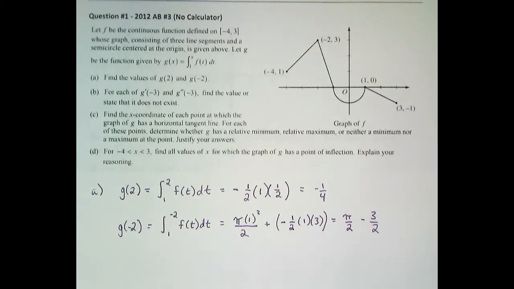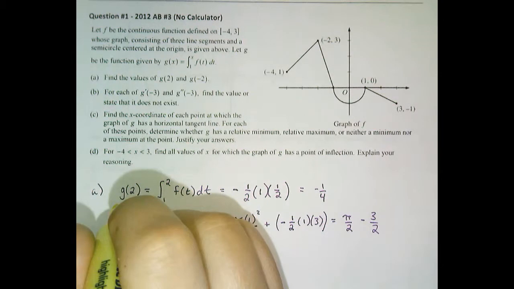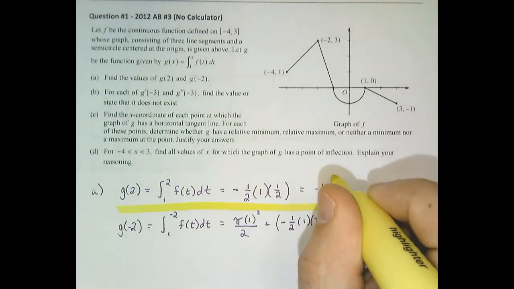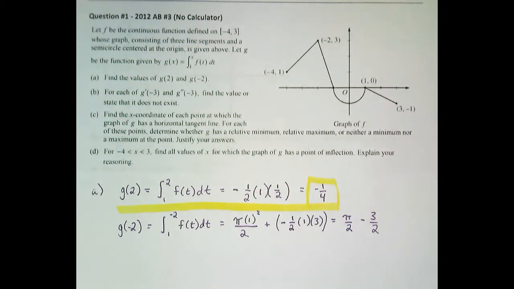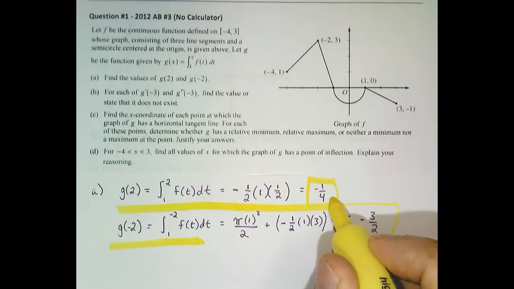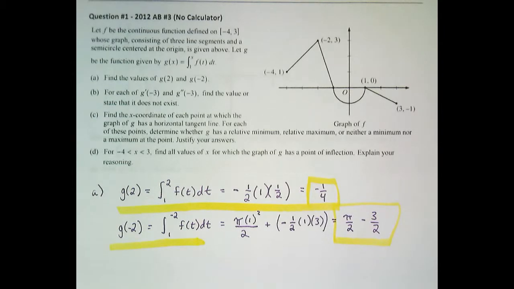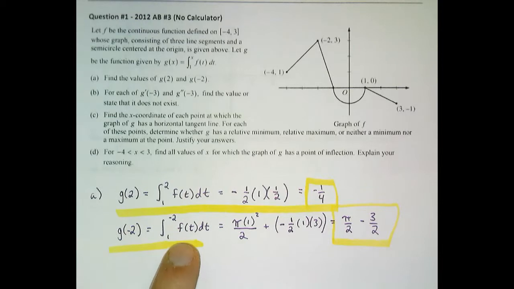For the free response scoring on this one, you get 1 point if you show the work that leads to the answer for g of 2. The second point you get if you show the work that leads to the answer for g of negative 2. So make sure you're showing how these numbers are coming about. Generally, writing out the expression like this, and then the answer would be considered enough.